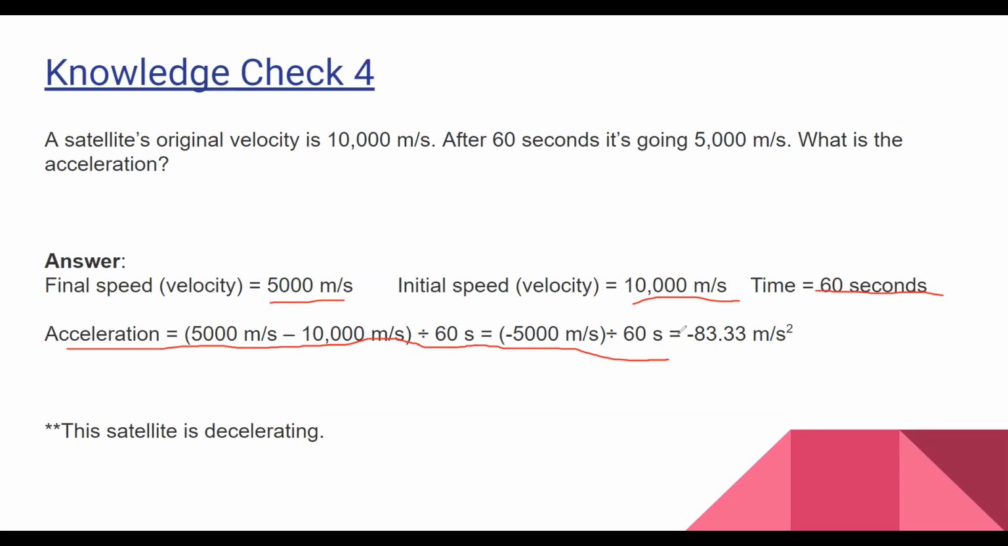This negative sign in front shows that the object is decelerating. That means that the change in velocity is negative. This is okay to do because acceleration, just like velocity, is a vector, not a scalar, so it doesn't have that kind of numerical restriction.